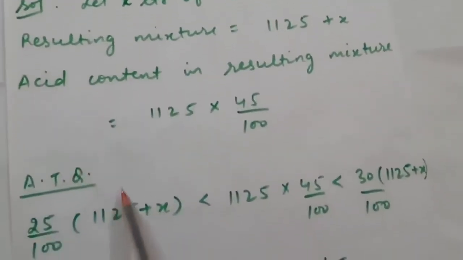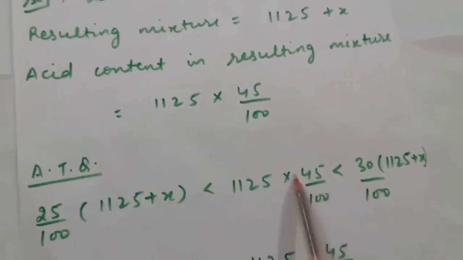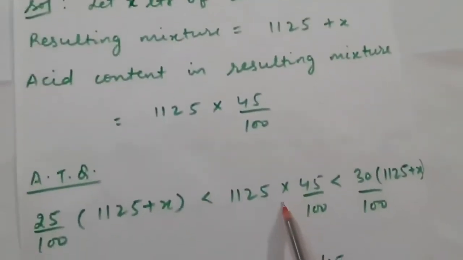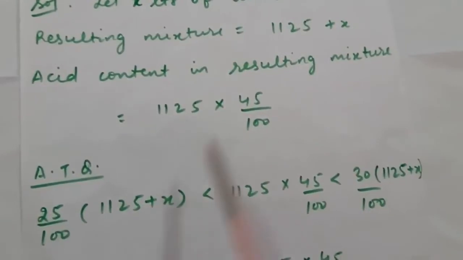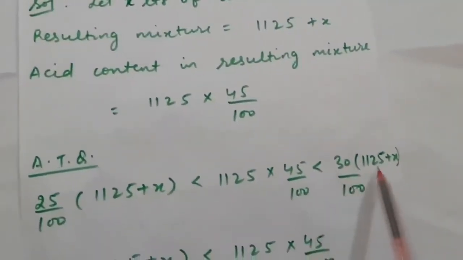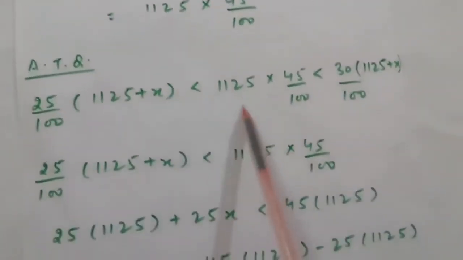Now according to the question, we want that the acid content in the resulting mixture, which is this, should be greater than 25% and less than 30%. So this acid content should be greater than 25% of the resulting mixture, right? But less than 30% of the resulting mixture. So first of all we will take this part to find the solution.